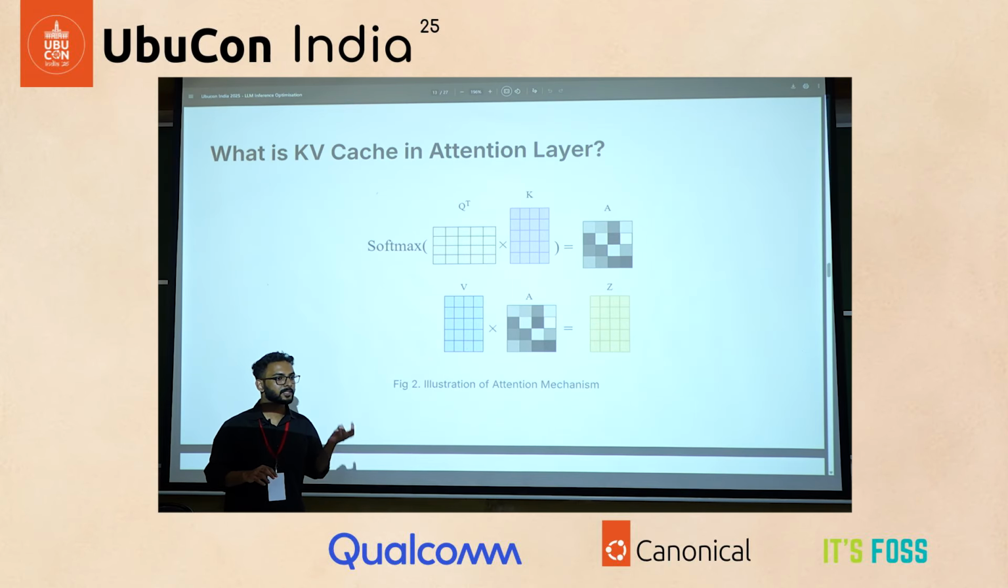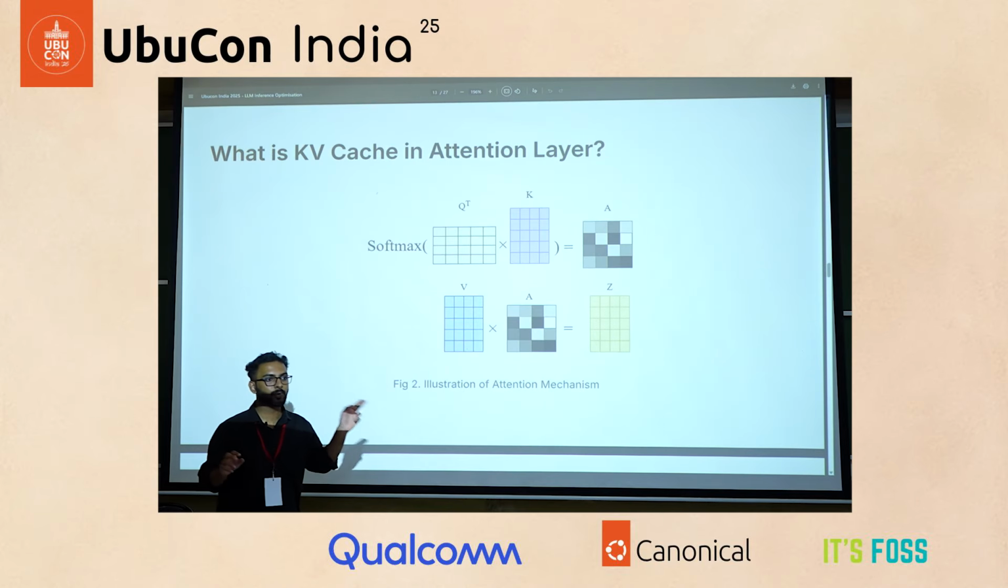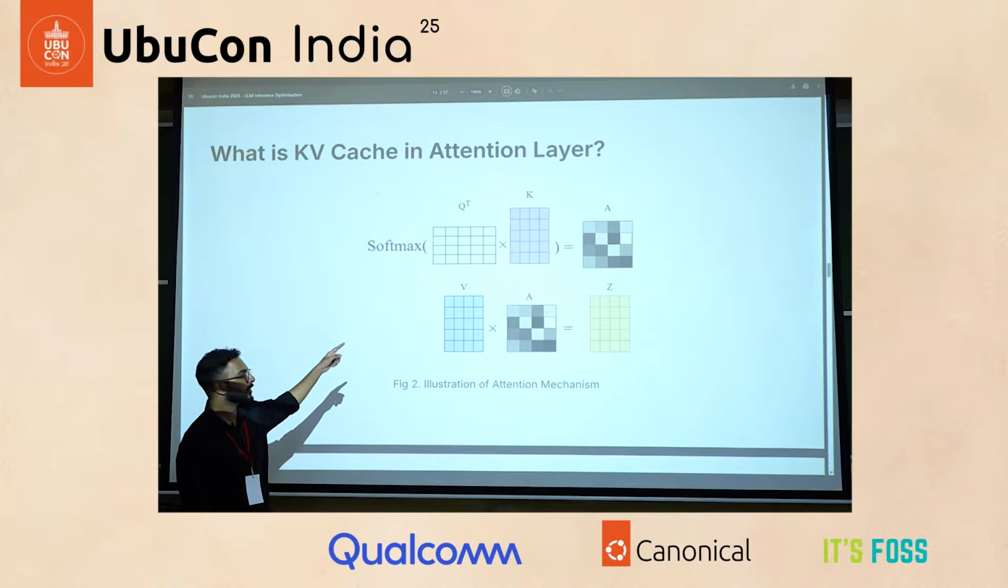You have query metrics, key metrics, and value metrics, and you will be computing the context. You remember the context vector that I mentioned in the previous slide? So we would be computing the context by multiplying the query vector with the key vector, and then multiplying the value vector with the attention that we computed in the previous step.